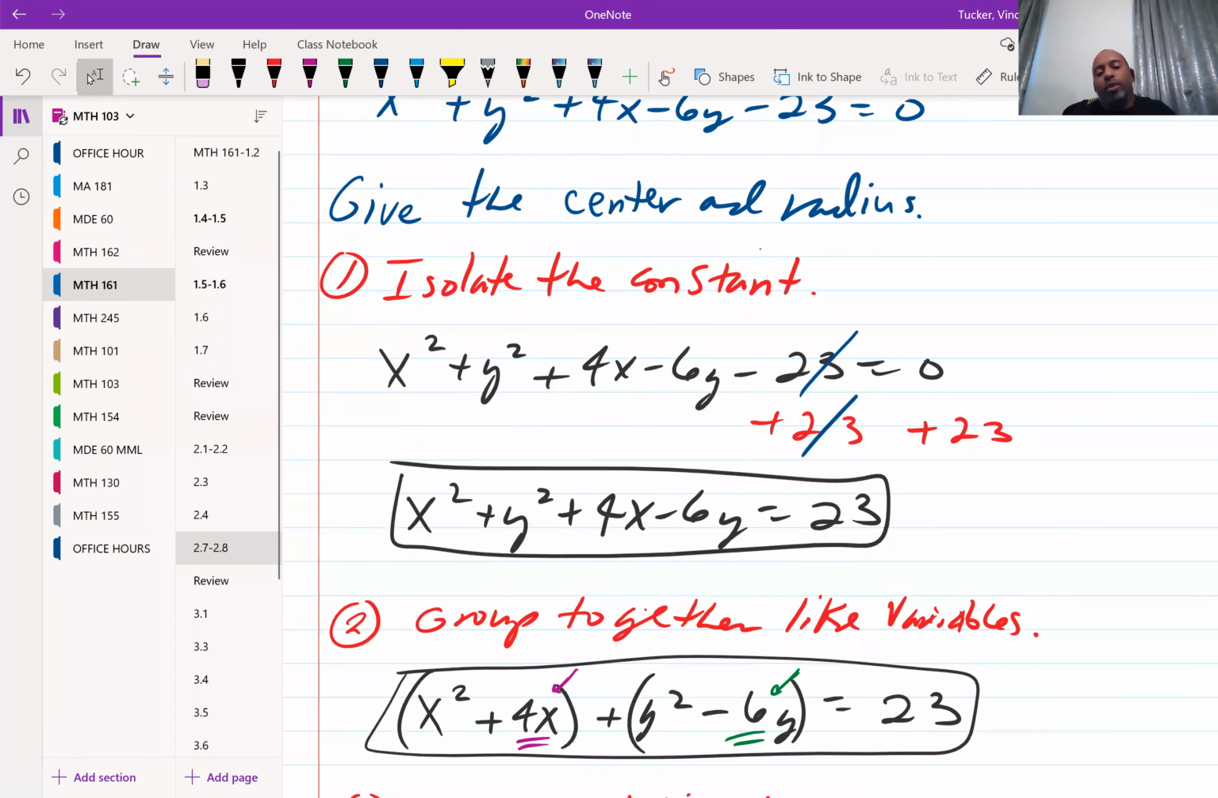Now we're going to group together the like variables. So bring your x terms together. Bring your y terms together. Make sure if anything's positive, it stays positive, and if anything's negative, that it stays negative. So notice my 6y is still minus 6y. 4x is still positive, and so on.